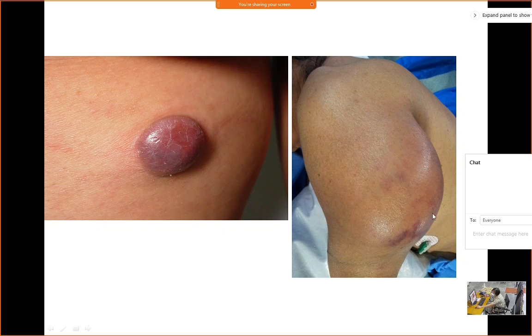The skin here is a little bit shiny because it's atrophied and there are congested blood vessels. Here the whole thing is red, but this is because of the blood vessels, the veins, which are stretched out. Okay, so it's a large mass.